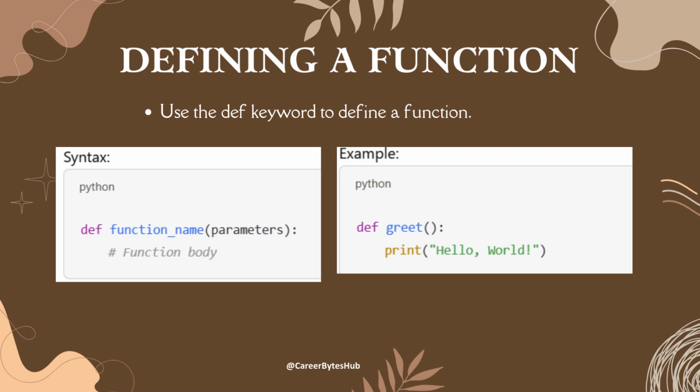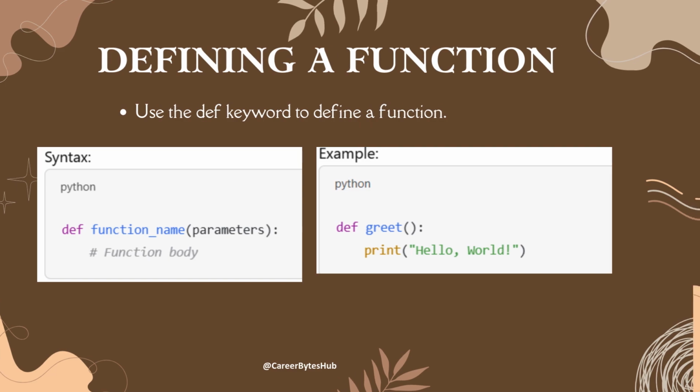To define a function in Python, use the def keyword, followed by the function name in parentheses. Inside the parentheses, you can specify optional parameters. The function body contains the code that runs when the function is called. For instance, the greet function prints hello, world, when invoked.